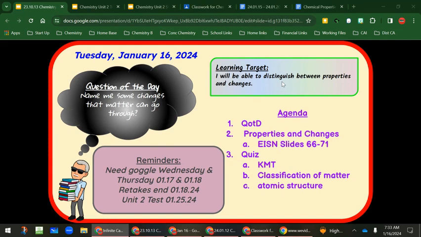Just run through everything really quickly. Okay, it's on heat, it's on temperature, KMT. KMT, all matter is made of tiny particles, are always in motion. Heat, measure of the average kinetic energy of matter. Temperature, measure of the sum of kinetic energy of matter, particles in matter. And classification of matter, it's either an element or compound, which are substances, or a mixture being homogeneous or heterogeneous. So, anything more specific?